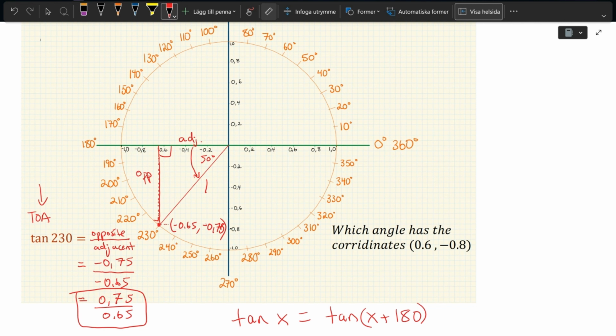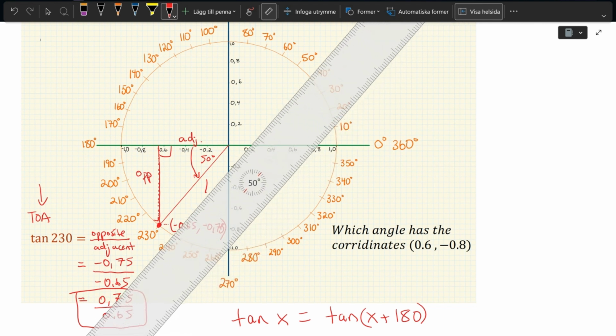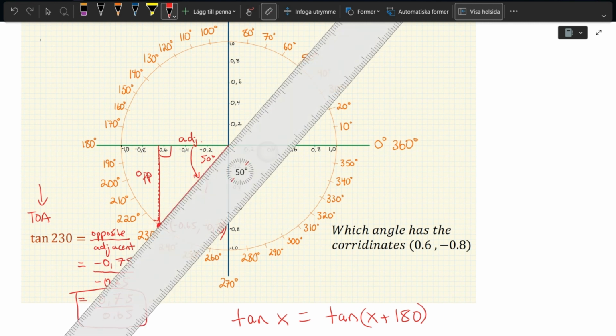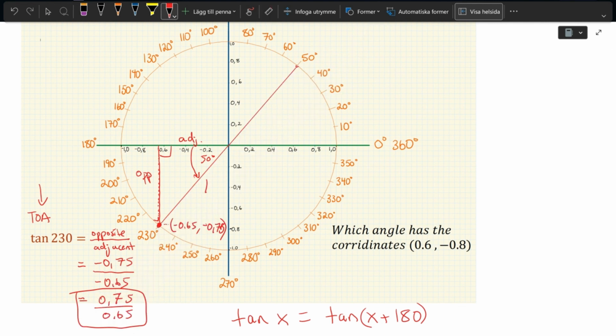the circle. So if we started at 230, well, the 180 degrees will be exactly the other way. So if we imagine the line going right to there, we can see that it'll be at 50 degrees. So our angle will be 50 degrees. To double check, you can also say the tan of 230 degrees will also be equal to the tan of 230 plus 180.